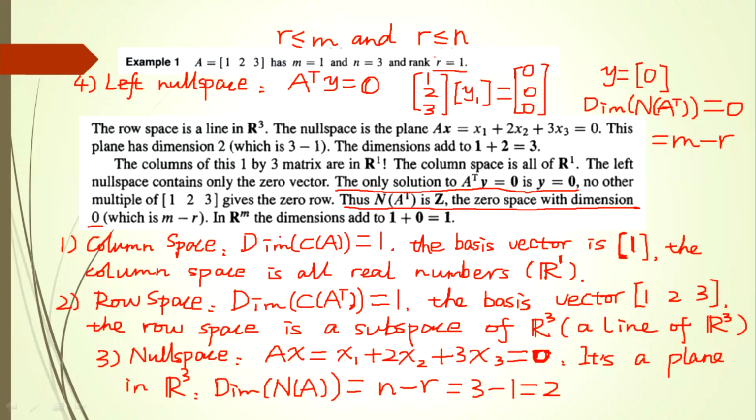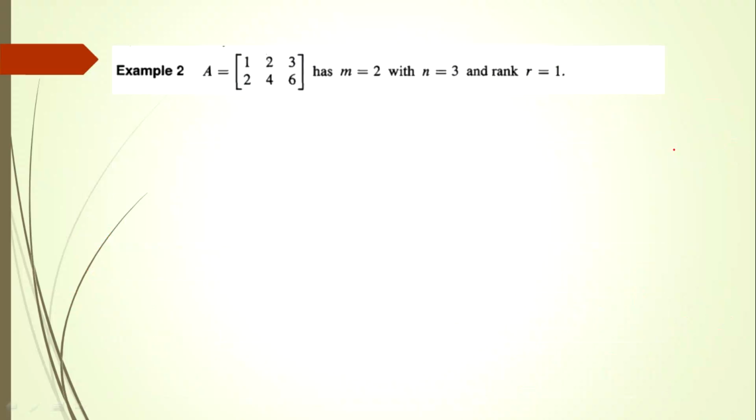Column space, the dimension equals the rank r. The row space, the dimension equals the rank r also. The null space, the dimension equals n minus r, which is 2. Left null space, the dimension equals m minus r, which is 0. So that is the first example. Now let's look at the second one.